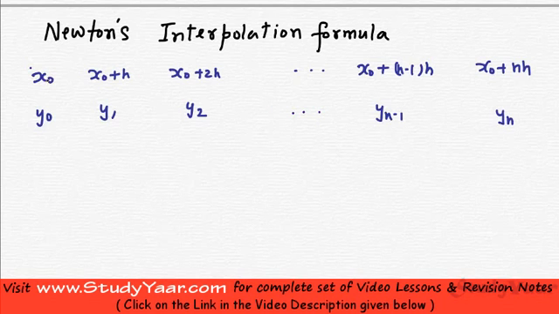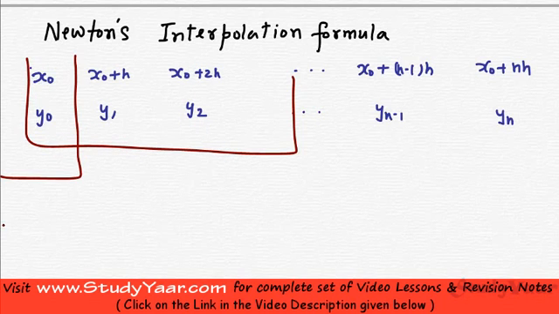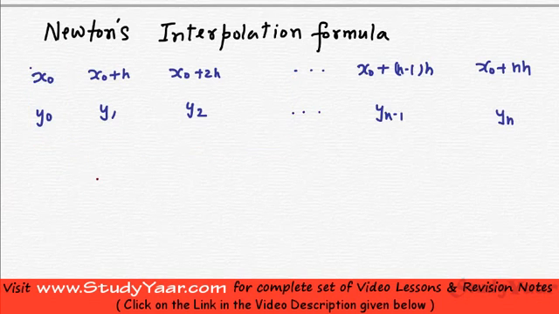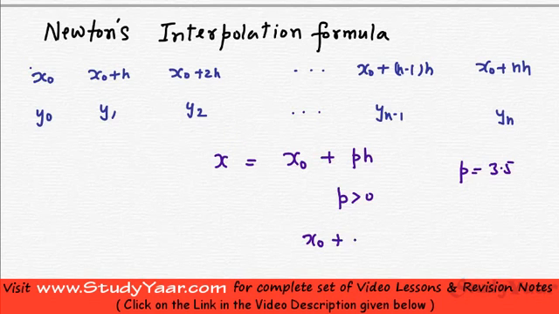Let's see how. Let's just say that you want to interpolate a value which is nearer to the first given value. It's nearer to x0, y0, so it could be somewhere around over here, or it could be somewhere around over here. When that is the scenario, let's just say that the value that you want to interpolate is at x equal to x0 plus ph. When p is positive, you are looking at values in this direction. Let's say when p is equal to 3.5, you are looking at x0 plus 3h plus 0.5h. So basically you are looking at a value between 3h and 4h, right?